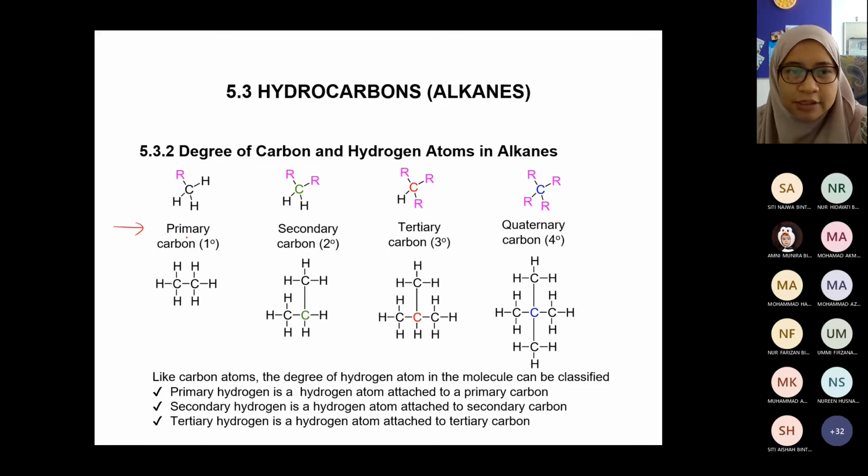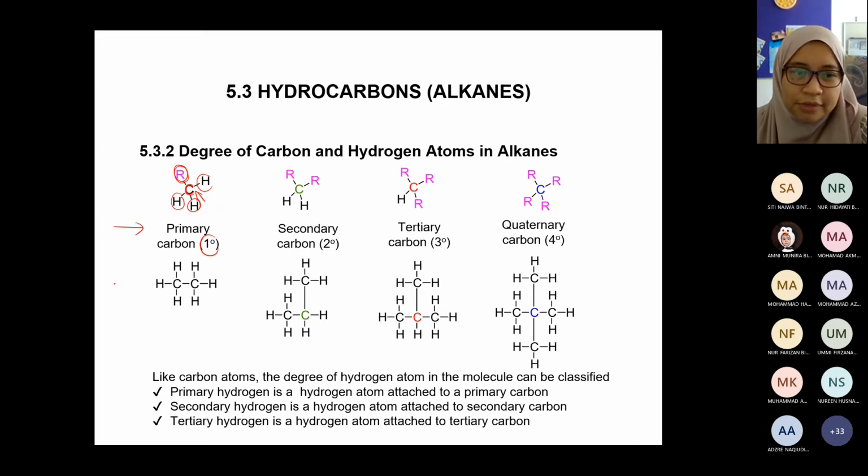So primary carbon is when, refer to this carbon, the carbon is attached to only one carbon. The R is an alkyl group. Alkyl group is also a carbon group. So this is our targeted carbon, and we want to determine the degree of this carbon. So kita check how many carbons are attached to this targeted carbon. We only have one carbon that comes from this alkyl group. The rest are all hydrogen. Therefore, it's a primary carbon.